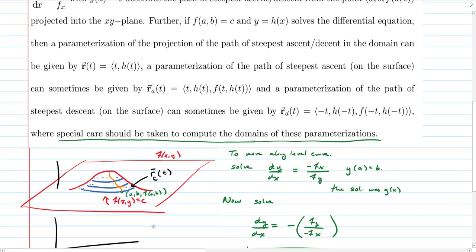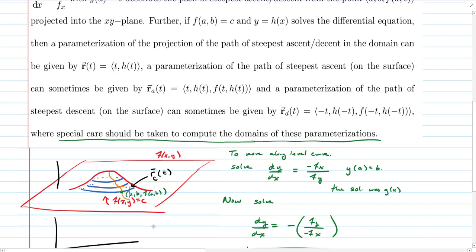But the long and short of it is, if you're computing the path of steepest ascent, make sure you do indeed head in the direction of the gradient. When you choose your domain, make sure that's what the parameterization is laying out. And if you want the path of steepest descent, which maybe would be continuing on this way, then you would adjust the parameterization so you're moving in that direction as time progresses forward.